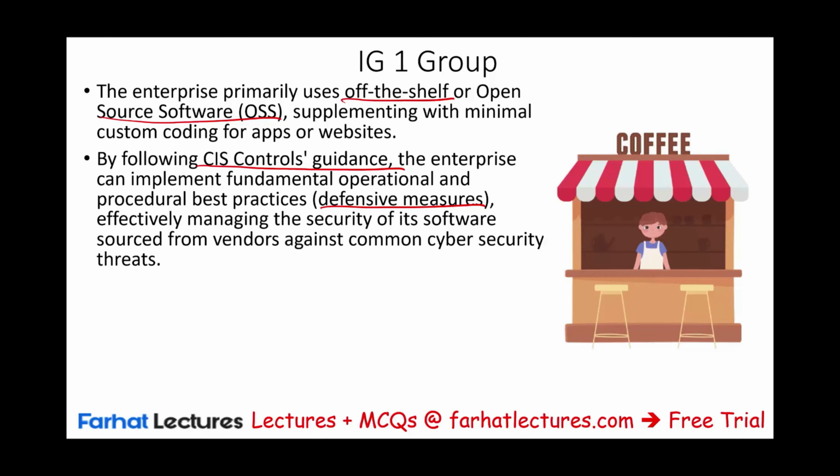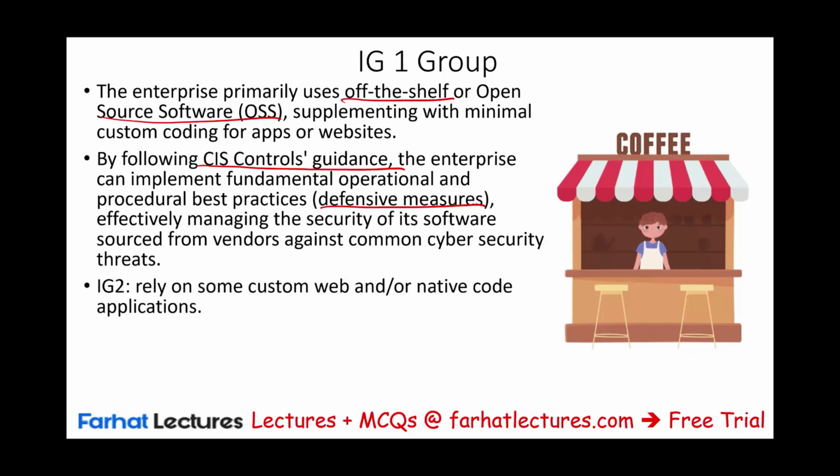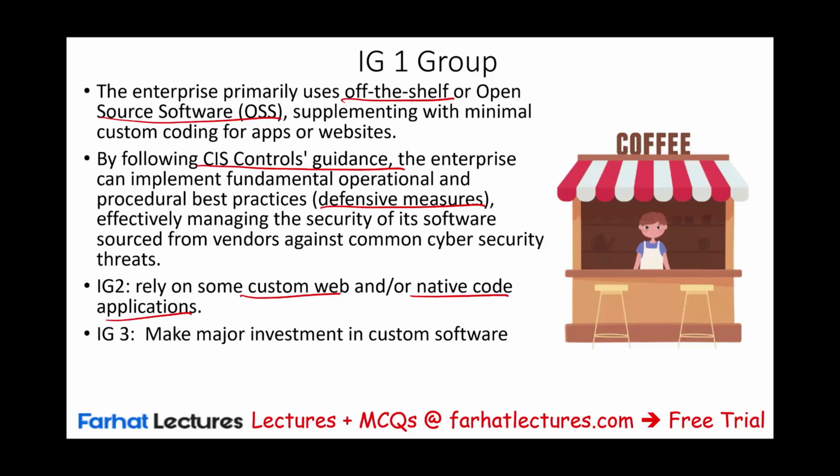common cybersecurity threats. Now, IG2 groups rely on some custom web or native code applications, which need a little bit more work because they're customizing the software. They're making changes to it. And IG3, obviously, they make major improvements in custom software. They host it in the cloud. They integrate with third-party vendors. So they have more work to do.